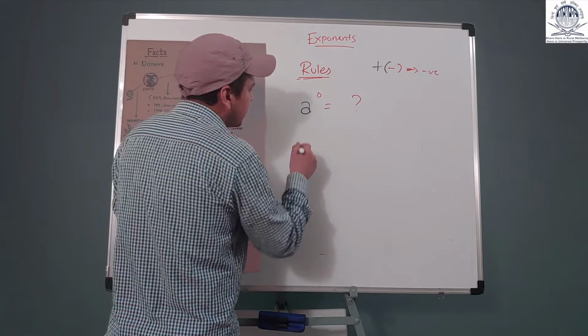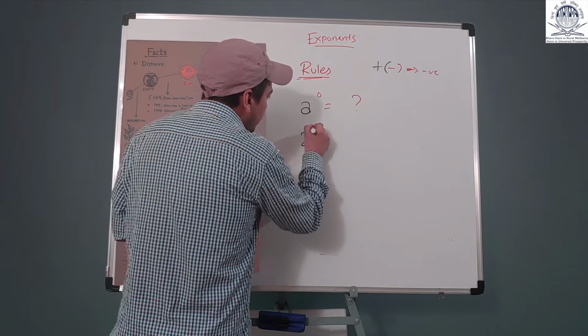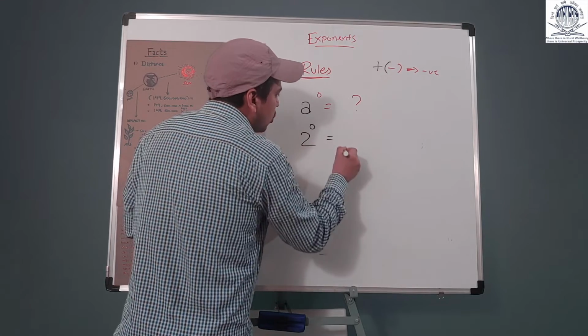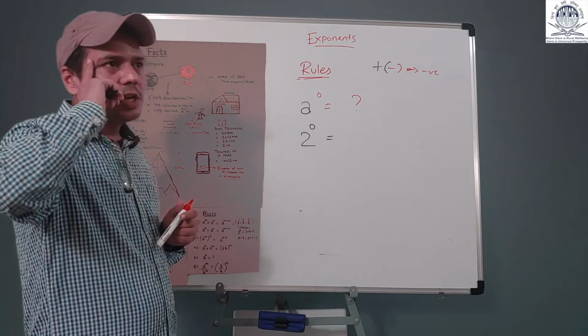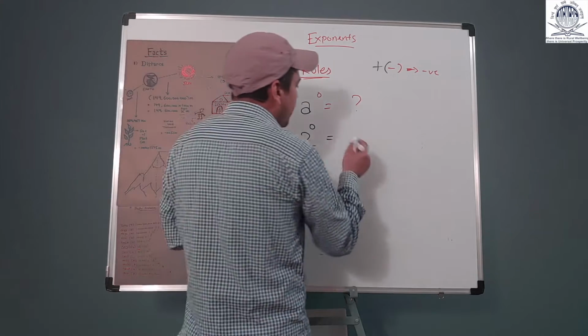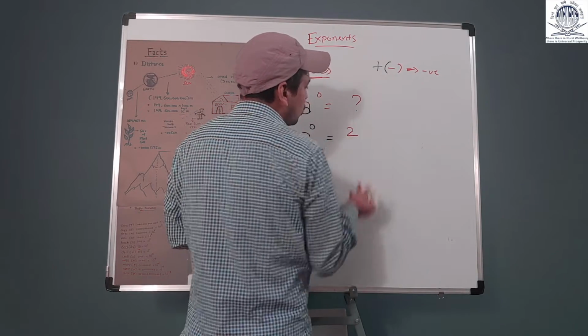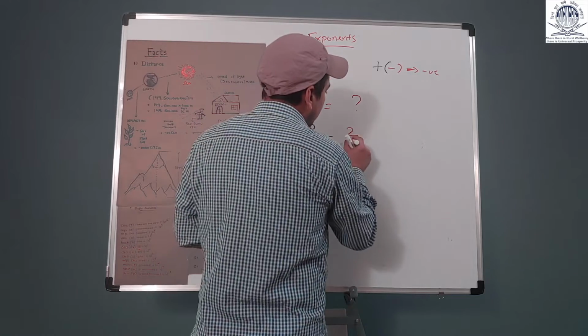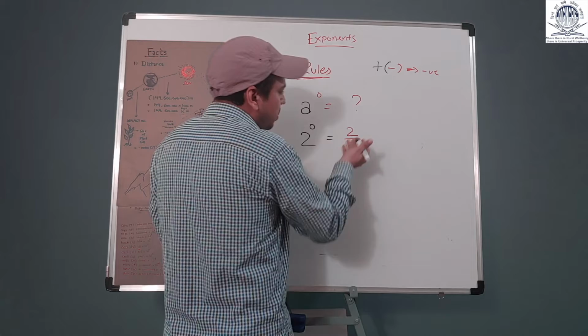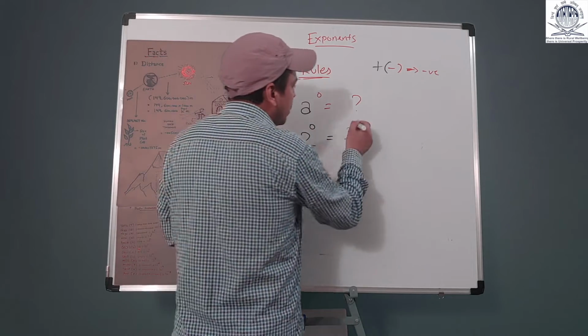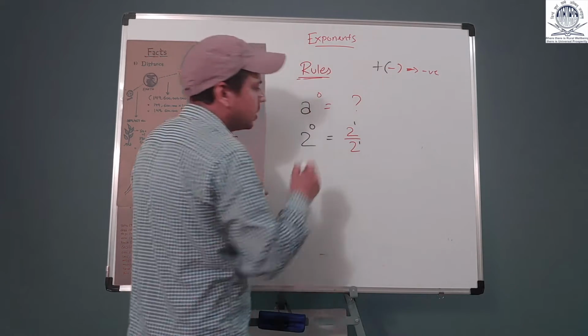Let's take the number as 2. So if I have 2 raised to 0, what could be its value? That's the question. So I'll imagine, okay, I studied that if I have 2 divided by 2, and the powers, if it doesn't have any power, so it could be 1 and 1 this way.